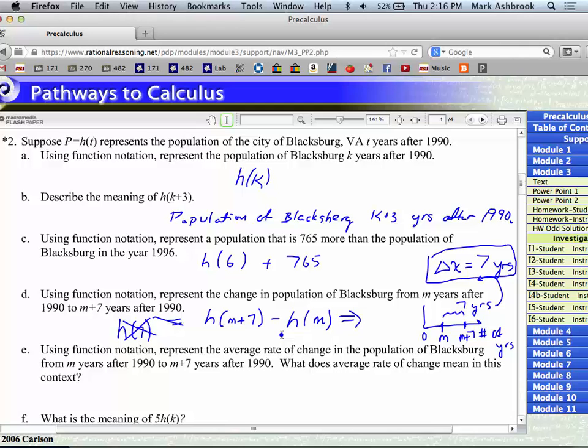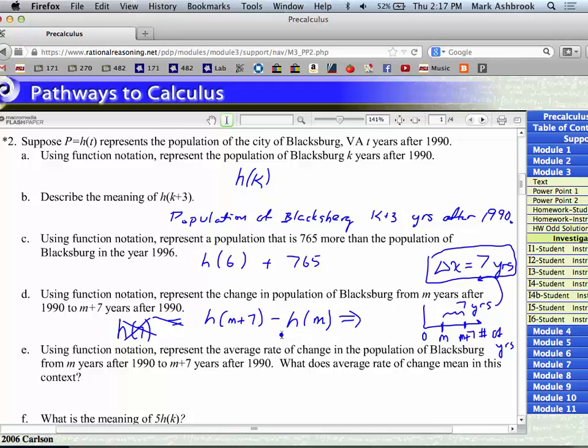It's a change of population over how long? Period of 7 years, beginning M years after 1990. You see that? So that's a different way to look at it. It's a change in population over a 7-year period, beginning M years after 1990. So since M can vary, it's kind of like saying we're looking at any change of population over any 7 years. You see that? It's a change of population over any 7 years. The beginning year being M years after 1990.